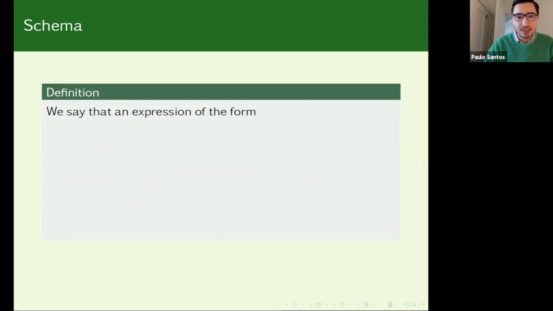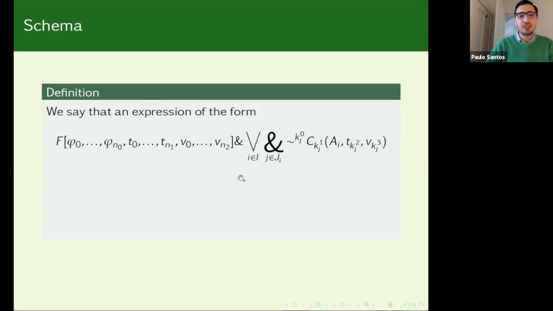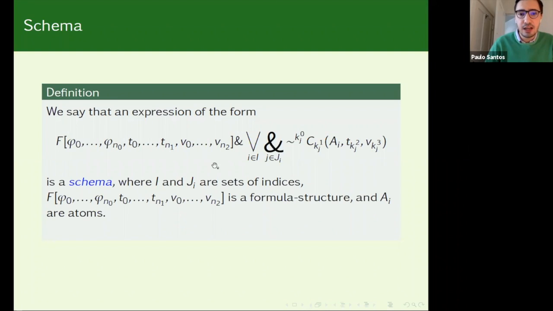Now we are in the situation where I can define what a schema is. We say that an array of symbols of this form, and I will further explain this, is a schema if these I and J_i's are sets of indices, if this F is a formula structure, and these A_i's are atoms. Now, let me just explain this further. So the formula structure was defined before. Here, I'm emphasizing the dependence on the formula variables, on the term variables, and on the variable variables. So far, so good. And then we have here this part.